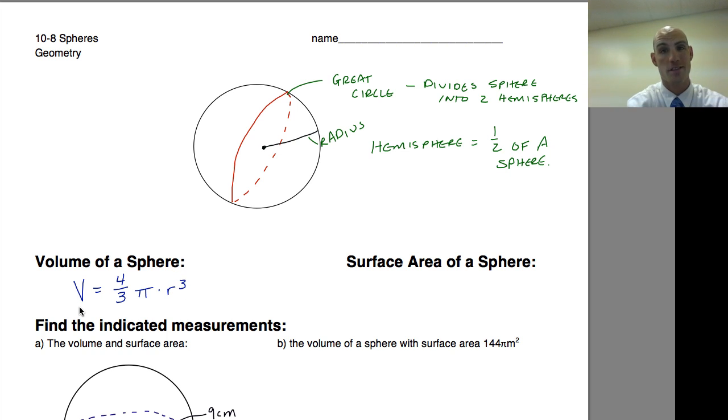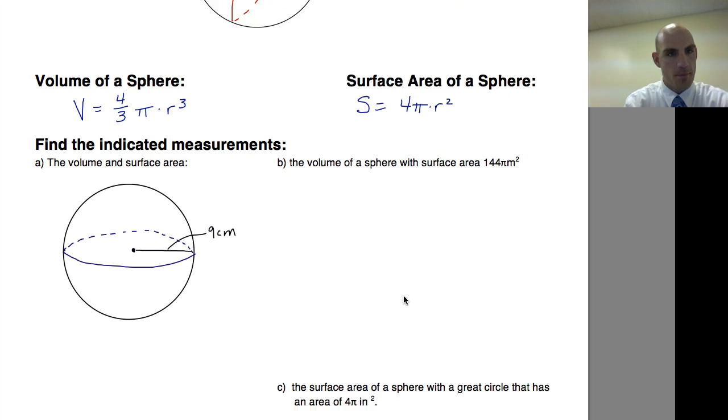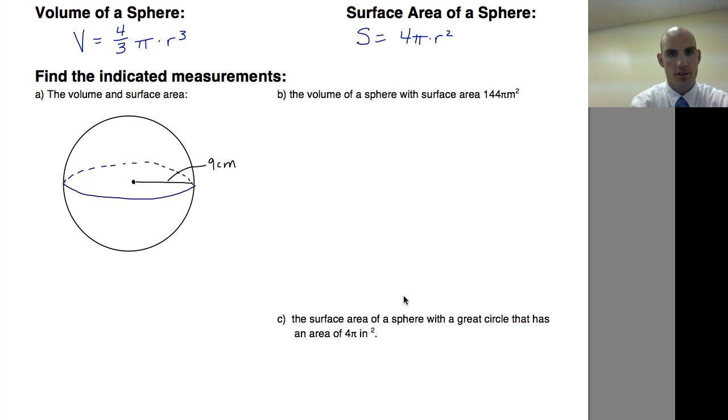So in this case the radius is going to be cubed because it's having to do with 3 dimensions and the volume. The surface area of a sphere is going to be in a radius squared, so the surface area equals 4 times pi times radius squared. Okay, so we have two formulas here that have to do with these spheres. We're going to find the indicated measurements. We're going to find the volume and the surface area of this sphere, which has a radius of 9.